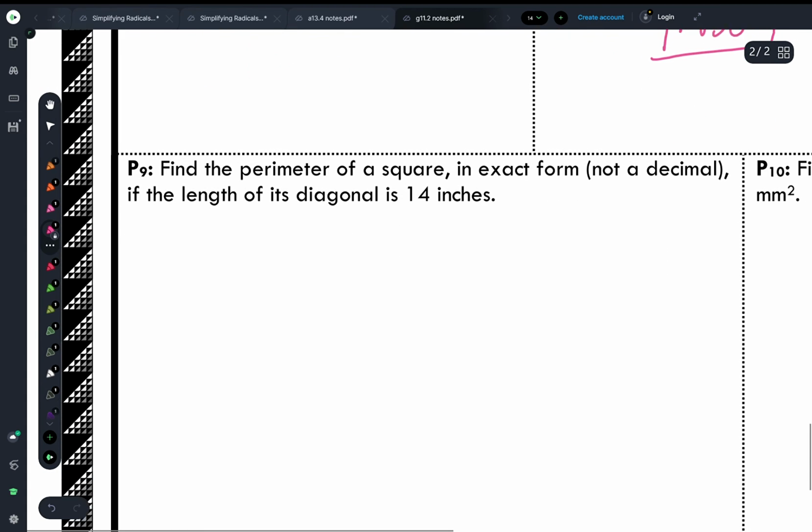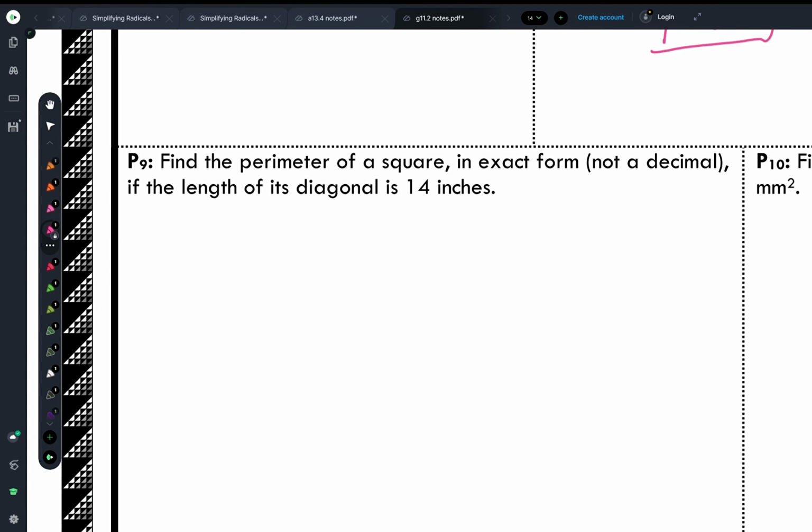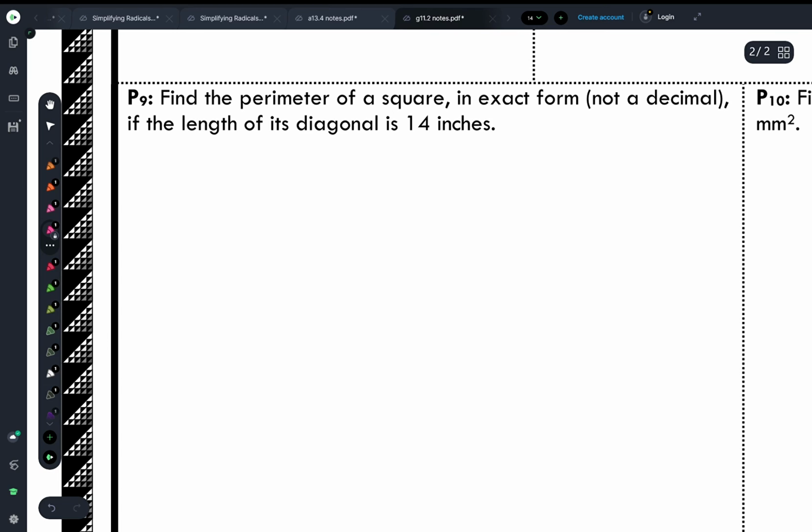So, find the perimeter of a square in exact form, not a decimal, if the length of its diagonal is 14. Alright, so we have a square. Notice that whenever you have a square, we know that all sides in a square are the same, so they're all x. Alright, so then we know the diagonal is 14.